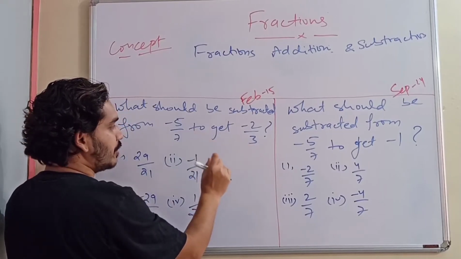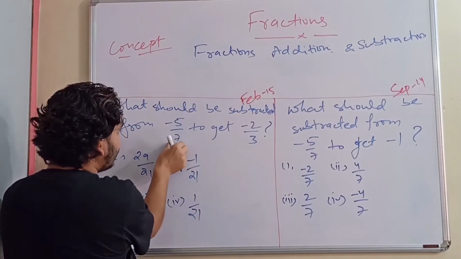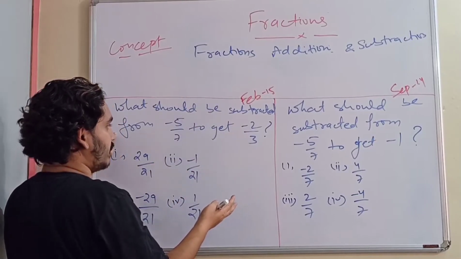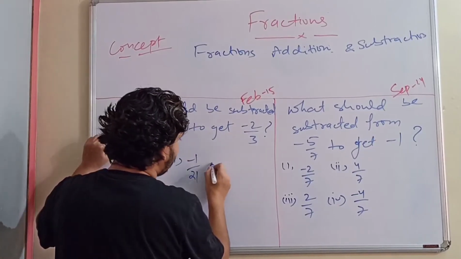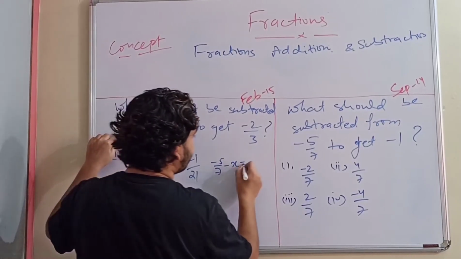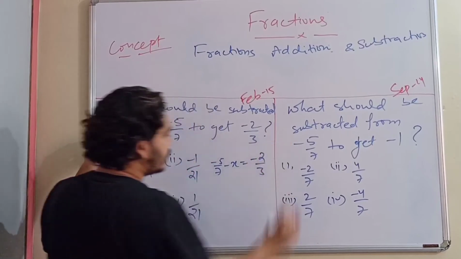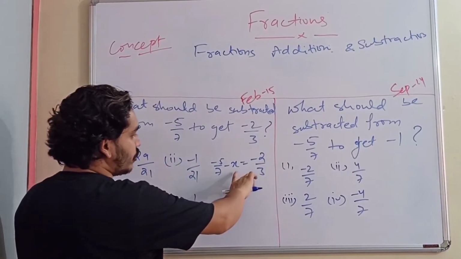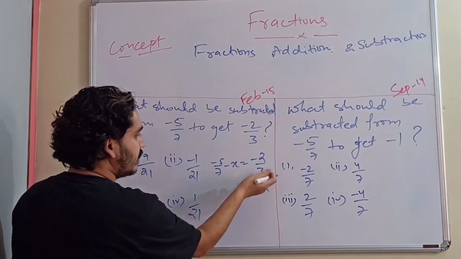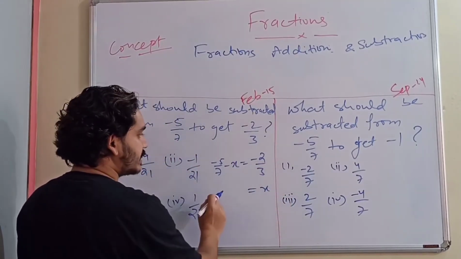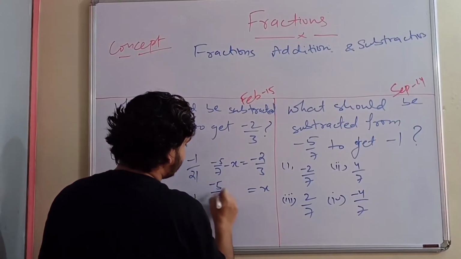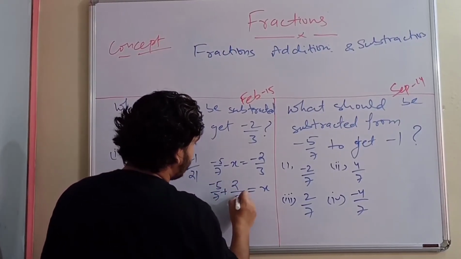So the question mark number has to be subtracted from this number, nothing but minus 5 by 7 minus x is equal to minus 2 by 3. Then to bring this x to the other side, it will become plus x, and if you bring minus 2 by 3 to the left side, it will become plus 2 by 3. So minus 5 by 7 plus 2 by 3.